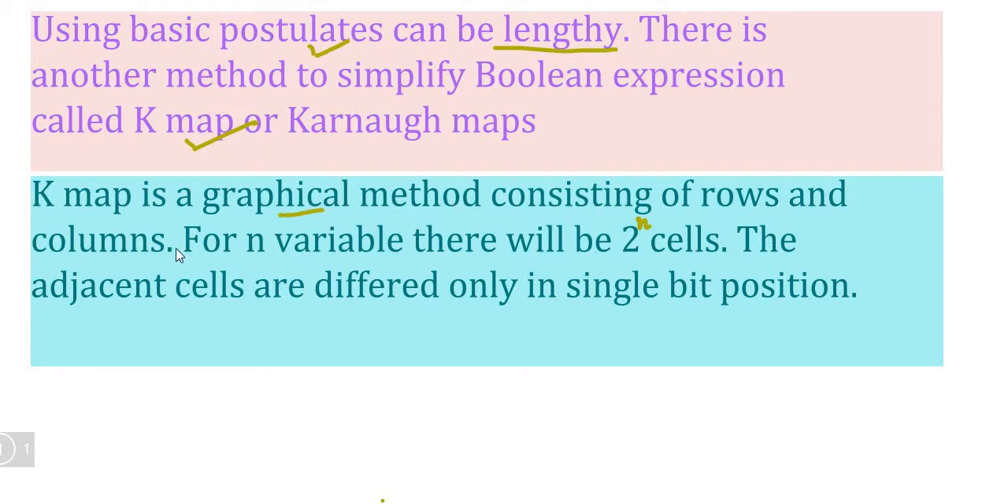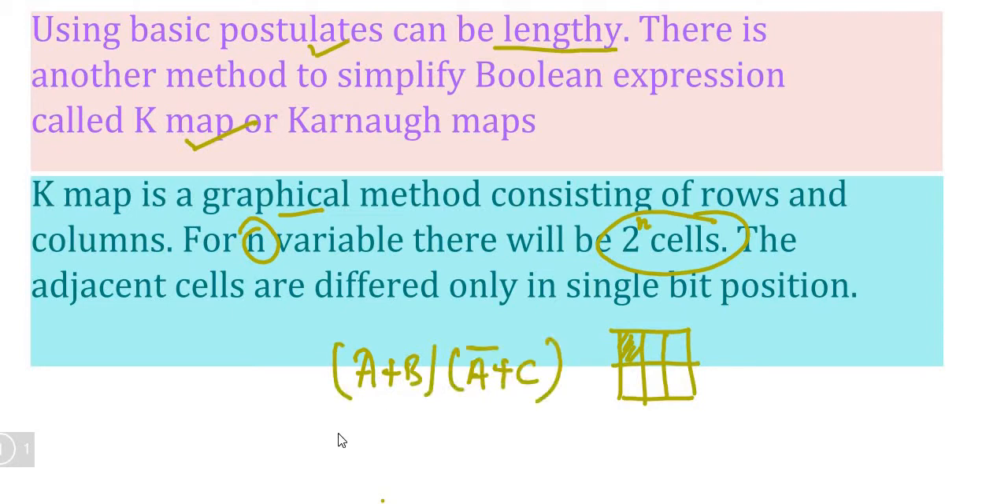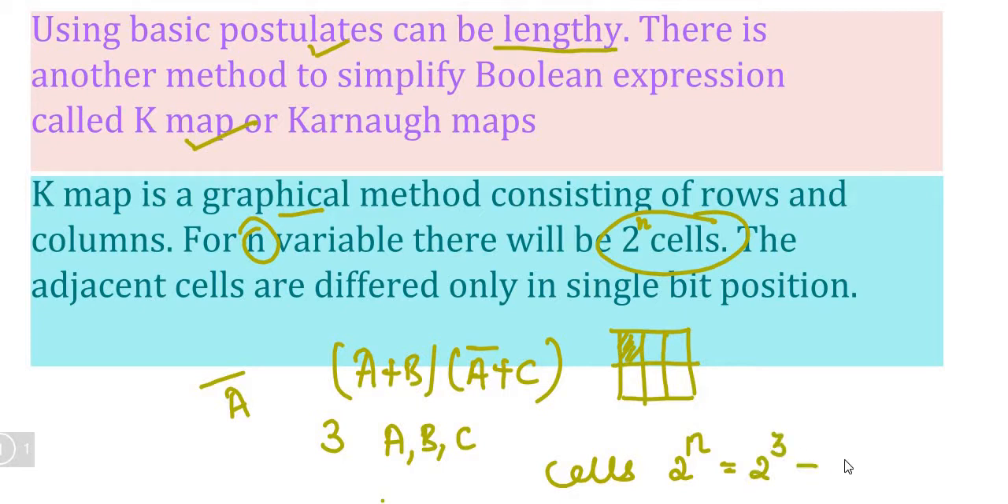It consists of rows and columns, and for n variables we will have 2^n cells. What are cells? If I have some rows and columns, this will be a cell. If I have an expression like this, then the total number of variables is 3: a, b, c. A bar is not counted as a different variable. Then the number of cells is 2 to the power n, 2 to the power 3, so there will be an 8-cell K-map.